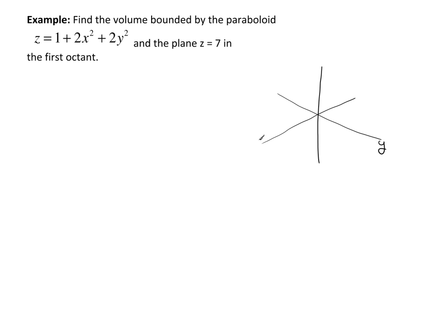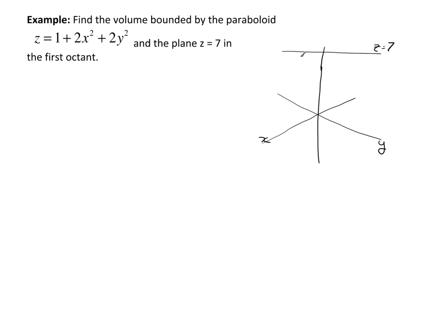Here's the y-axis, x, and z. And we're going to limit ourselves to the first octant, which we know is going to be on the positive xy plane. Now, up here is going to be the plane z equals 7, so it's basically a horizontal plane, z equals 7.